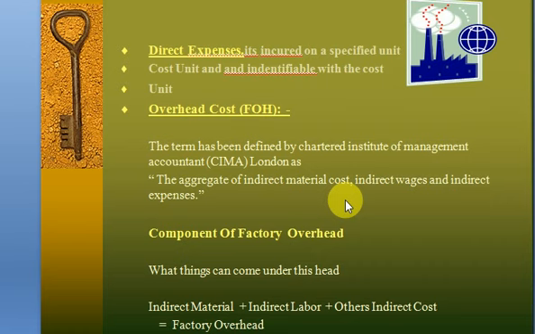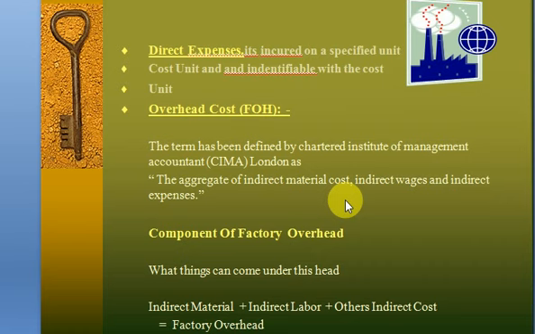Office and administrative overhead. Office and administrative overhead is also a type of indirect cost. It is the total of all the indirect cost of the general office. It includes the cost of formulating the policy, directing the organizations, and controlling the operations of the undertaking.